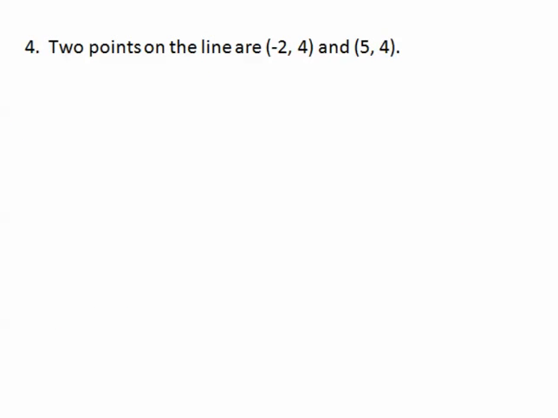Number 4. 2 points on the line are -2, 4 and 5, 4. This is similar to number 2. Again, reminding ourselves we're using y equals mx plus b. We don't have b because neither of these have 0, and we don't have m, the slope. So let's start by finding m, the slope.